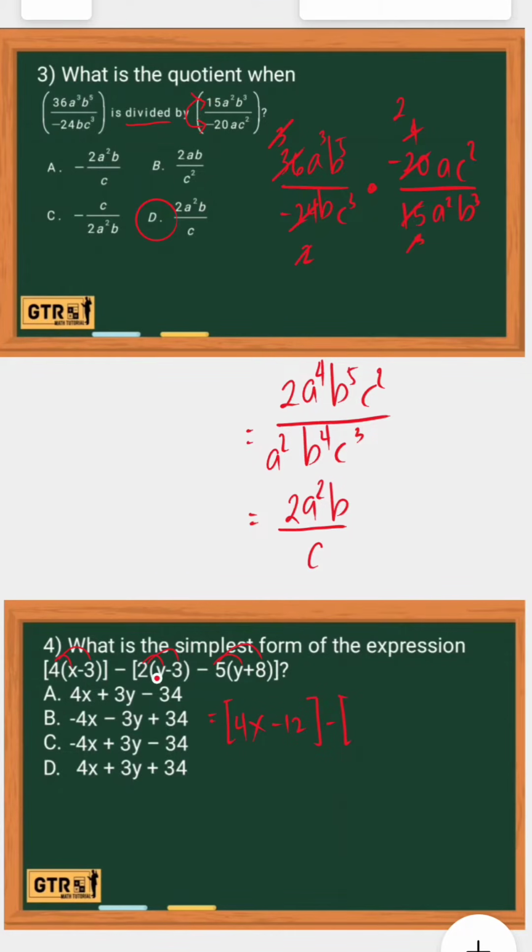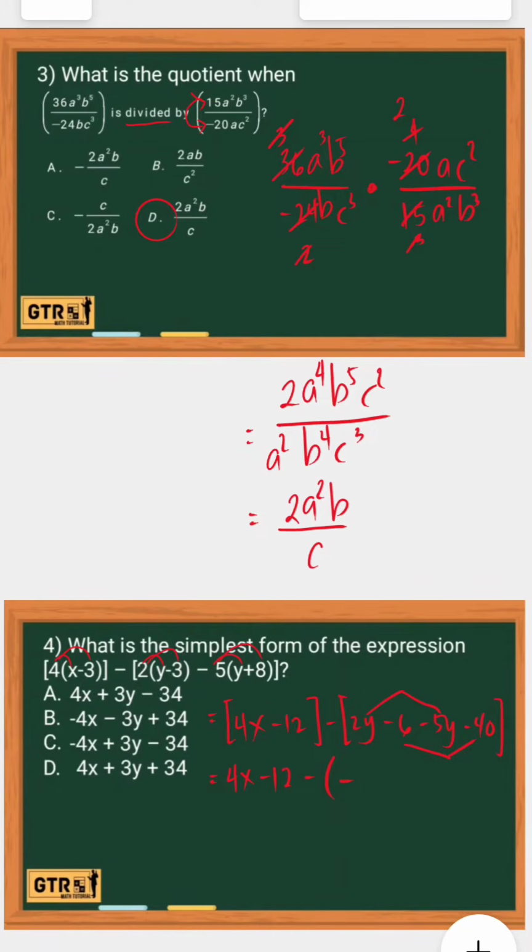Minus, we have 2 times y is 2y. 2 times negative 3, that is negative 6. Negative 5 times y is negative 5y. Then we have negative 5 times positive 8 is negative 40. So combine like terms. So just copy 4x minus 12, and at the same time, we can remove the grouping symbol because it is preceded by a positive sign. So just directly remove the grouping symbol. So minus, so combine like terms, so we have 2y minus 5y and negative 6 minus 40.